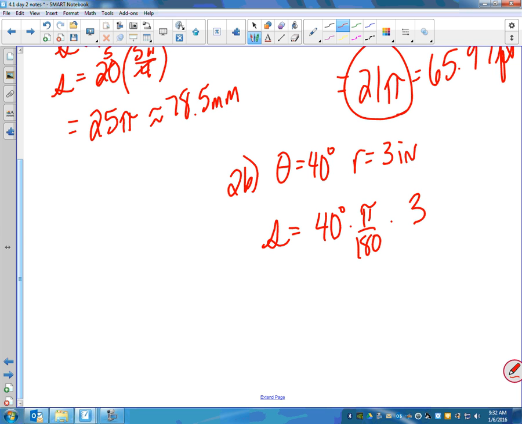That works out better, right? 2 pi thirds. That's true. Did you get that? 40 times 3 is 120, and 120 over 180 reduces to 2/3 pi. And again, if you'd rather multiply it out, I think that's like 2.09. So just don't forget that.